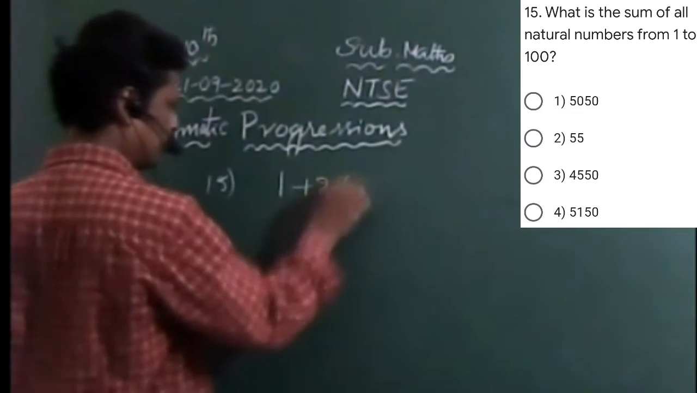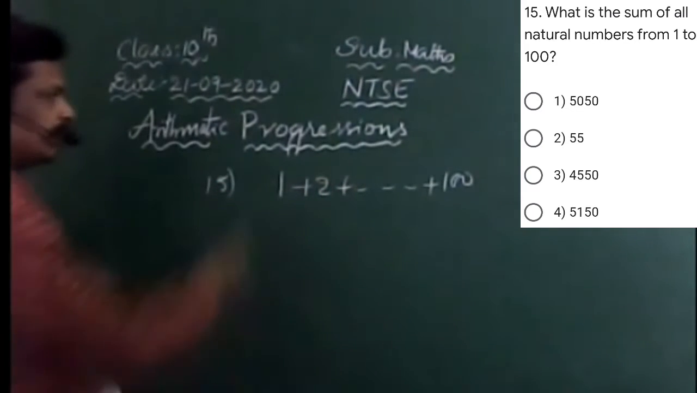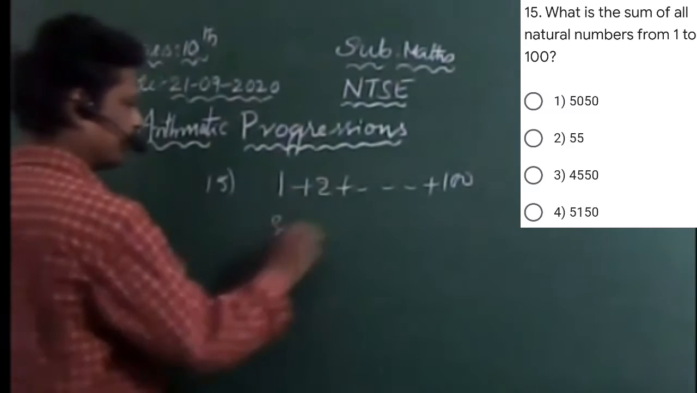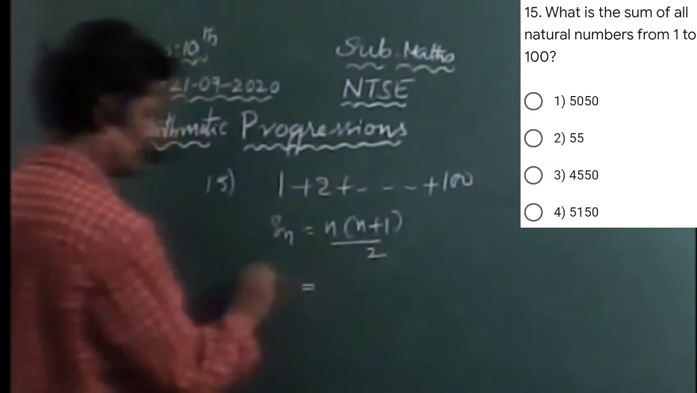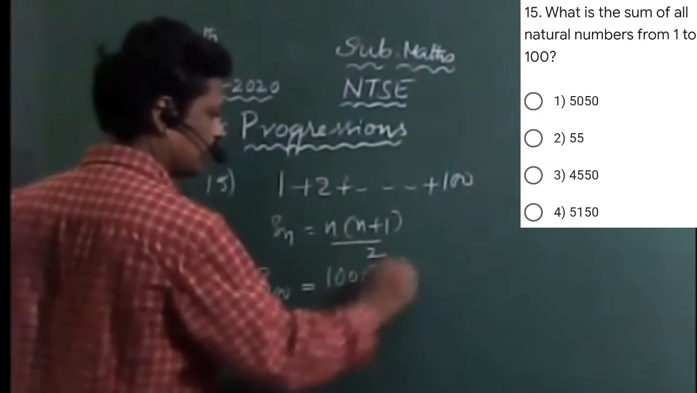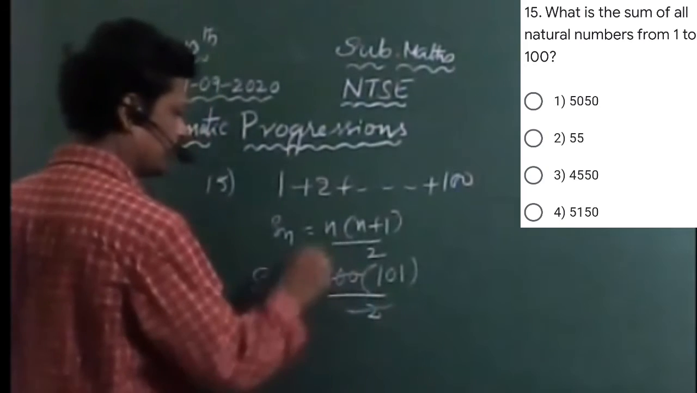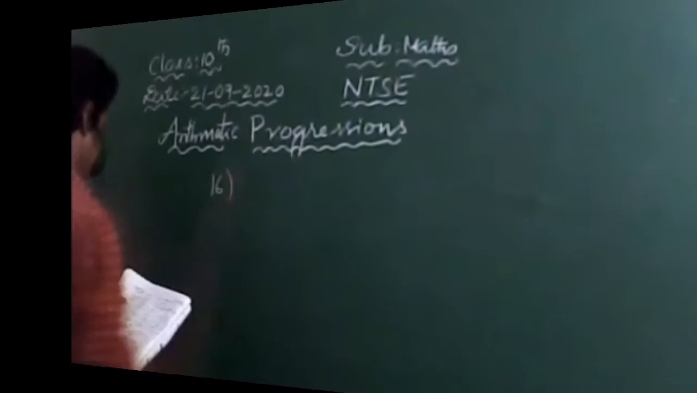First, 1 plus 2 plus 3 up to plus 100. Sum of first n natural numbers, we have a formula: n into n plus 1 by 2. Substitute here, yes, 100 they are asking. So 100 into 100 plus 1, 101 by 2, which is 50 into 101. So 5050, that's the sum.